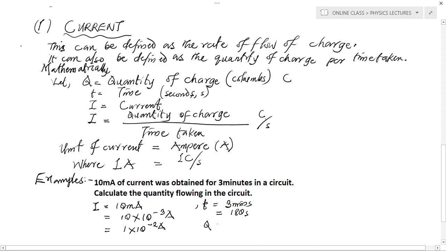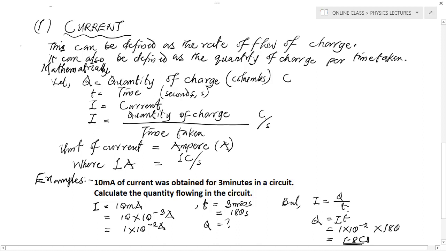The question is to calculate charge. We know that I equals Q over T. That is Q equals IT. I is 1 times 10 raised to power minus 2, then T is 180 seconds. From here, this is 10 raised to power 2 minus 2. So it will give us 1.8 coulombs. That's the final answer there. So with that, we see that it's quite easy. It's not that difficult to solve.